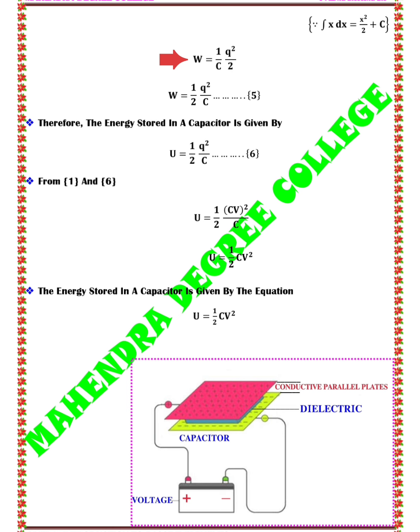So we get W equals 1 by C into Q square by 2. This equation we write as W equals 1 by 2 Q square by C. This is equation number 5.